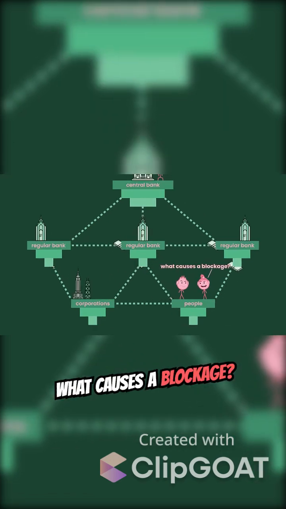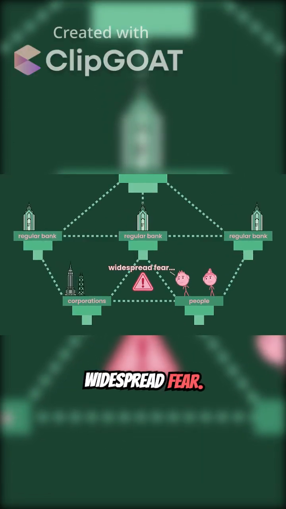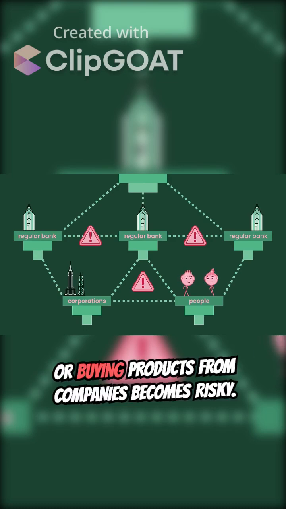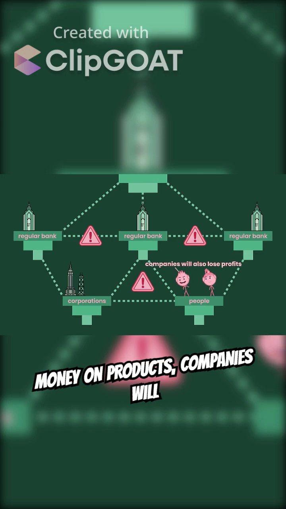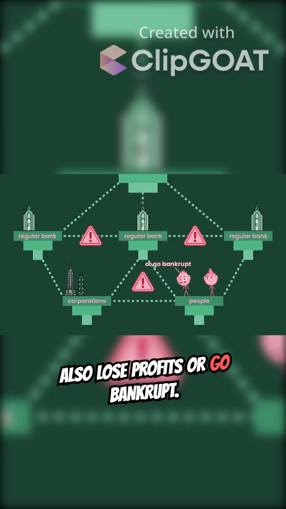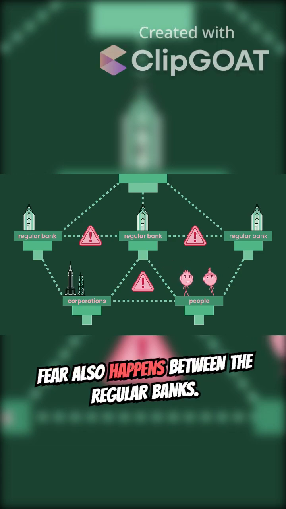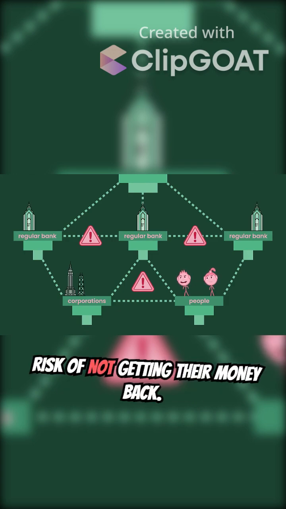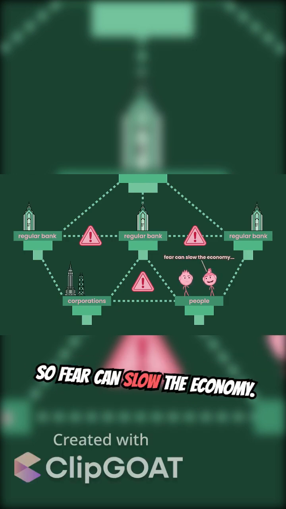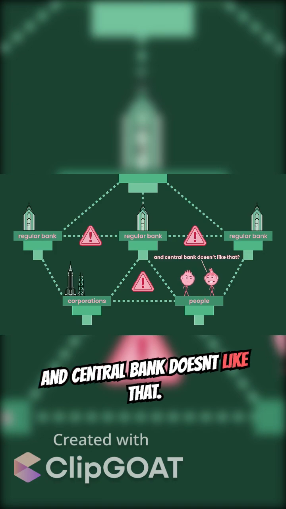What causes a blockage? Widespread fear. People borrowing money from banks or buying products from companies becomes risky. They want to save it. If people are not spending money on products, companies will also lose profits or go bankrupt. Fear also happens between the regular banks. They will stop lending to each other due to the risk of not getting their money back. So fear can slow the economy and central bank doesn't like that.